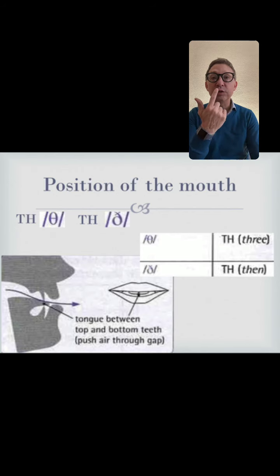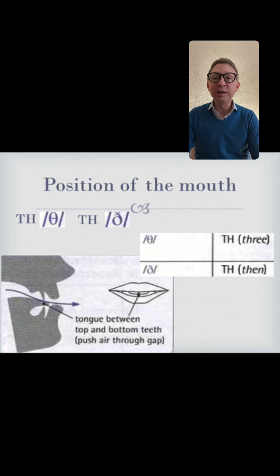So the tongue goes between the teeth, as you can see here. The tongue between the top and bottom teeth. And you push air through the hole or gap. Three. Let's try that. You need to put the tongue between your teeth. I know for a lot of people, if you're not used to this sound, it's very unnatural. So you have to make it natural by practicing it. So put it between the teeth.